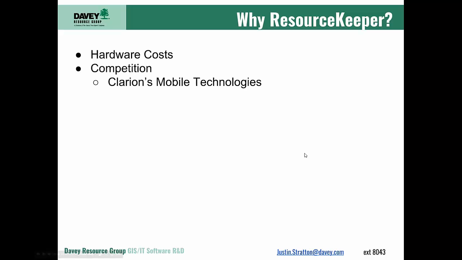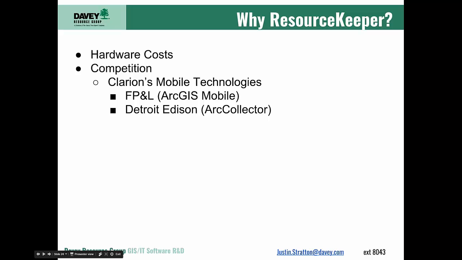For example, Clarion's mobile technologies, they're utilizing ArcGIS Mobile, and we witnessed the project that they have implemented on Florida Power and Light firsthand, but they've also started to explore Arc Collector, and they're running an Arc Collector system for Detroit Edison. In the urban forestry market, there's a product called Tree Plotter, which also allows urban foresters to collect their inventory information using their smartphone. Now, some of the key differences between this and what we've built with TreeKeeper 8 is this ability to do this even in a disconnected environment.